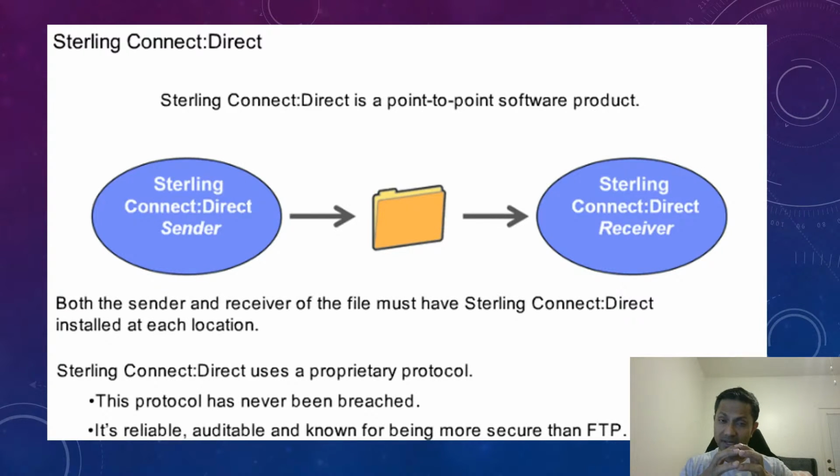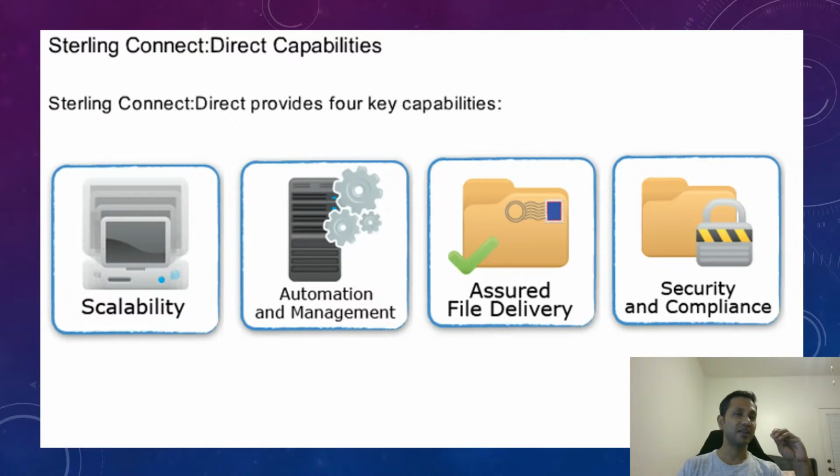And the good thing about Sterling Connect Direct, which I haven't yet touched on, is that it uses its own proprietary protocol, and that protocol has never been breached so far, right? And it's very reliable. You can audit it at every step, as there are different tasks within it. I'm not going to go through how we implement all that. It's even more secure than SFTP, FTP, and all the other protocols that are available out there. And the banking sector mostly relies on this kind of secure high volume file transfer. So these are some of the capabilities: scalability, automation and management, assured file delivery, and security and compliance, right?